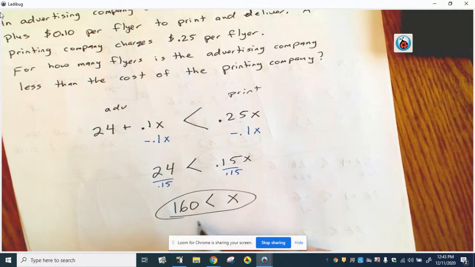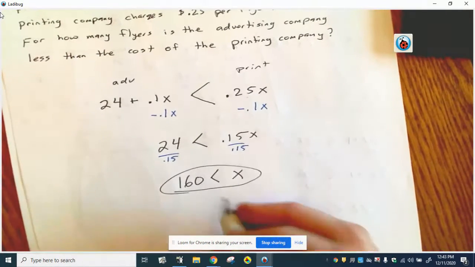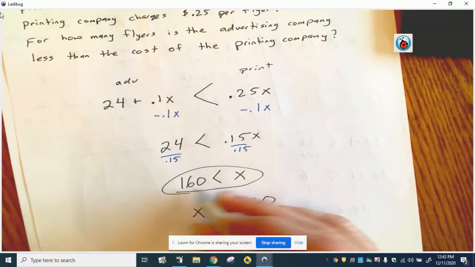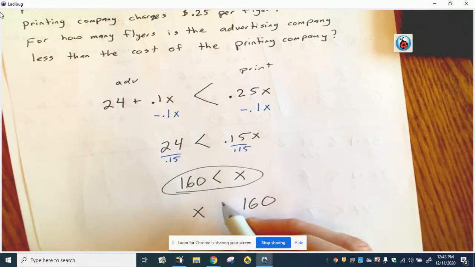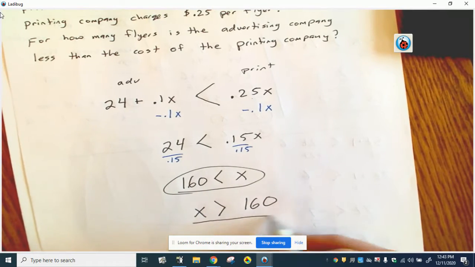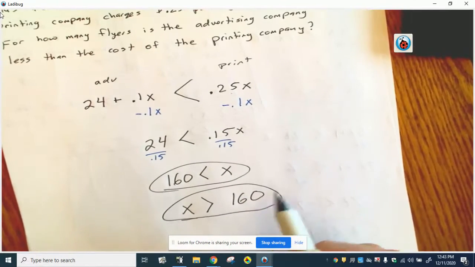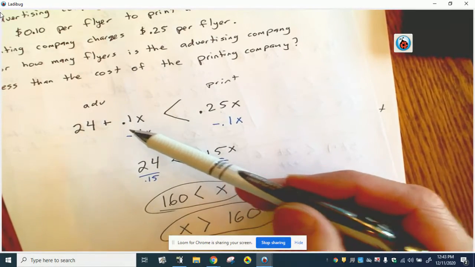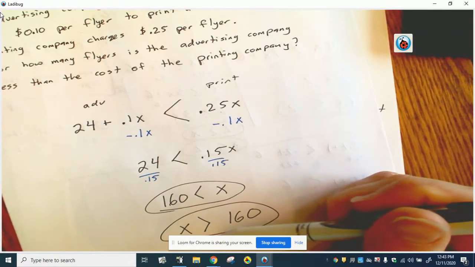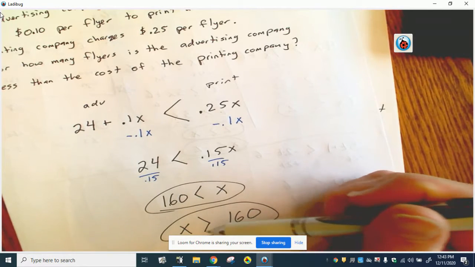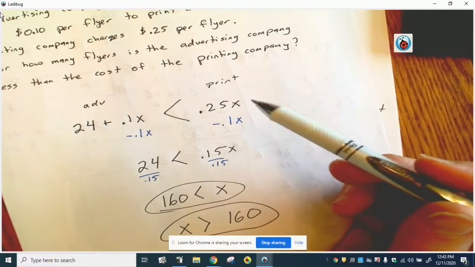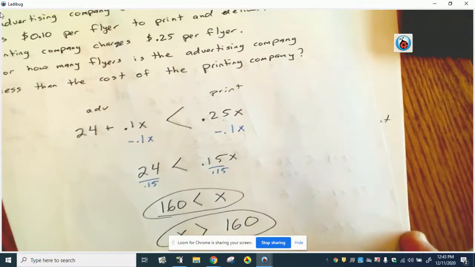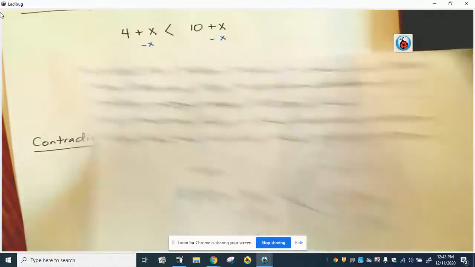Now, that is a correct answer, but it's a lot better if we flip that around, put the x on the left side and the 160. But if you do flip an inequality, you do have to remember to flip that sign. Okay, so basically, that means the advertising company is cheaper if we are greater than 160. If it's less than 160, the printing company would be cheaper. Okay? All right, so let's try.